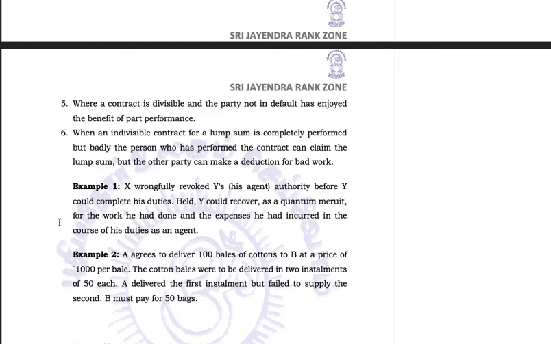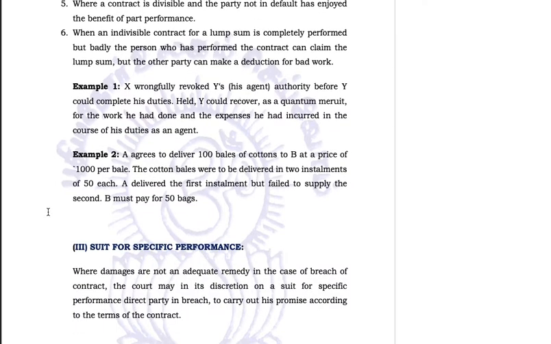A agrees to deliver 100 bales of cotton to B at a price of 1000 rupees per bale. The cotton bales were to be delivered in 2 installments of 50 bales each. A delivered the first installment but failed to supply the second. B must pay for the first delivery, the first installment. That is, he must pay for the 50 bales.